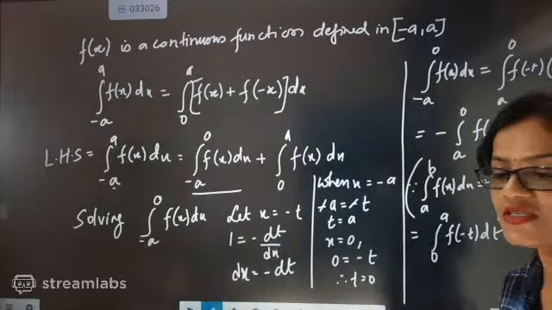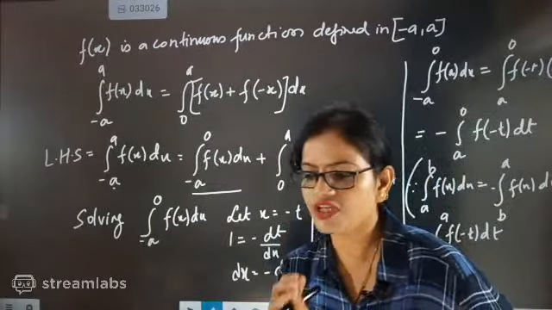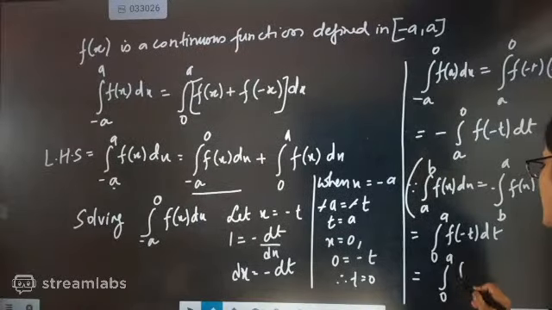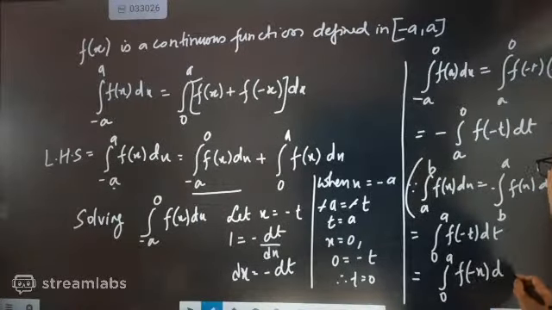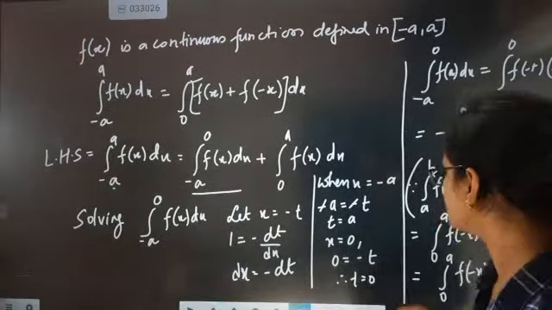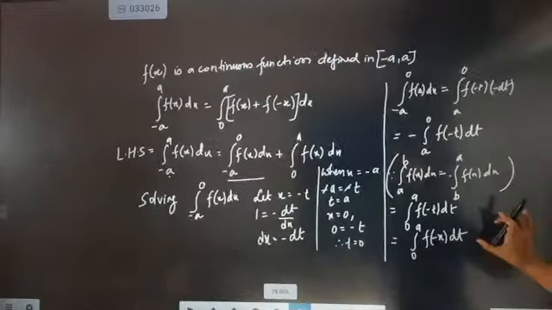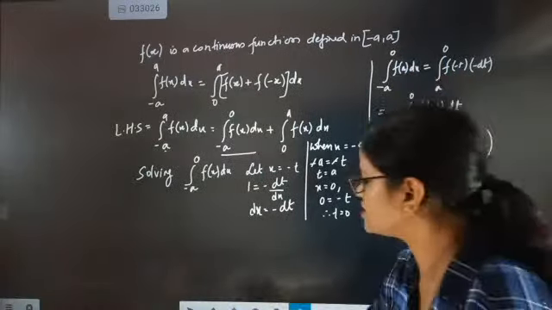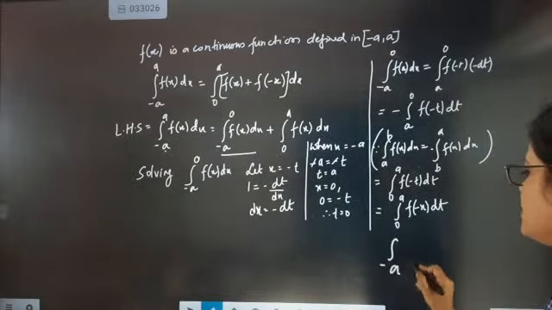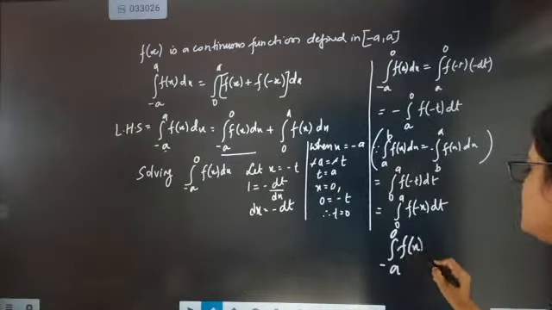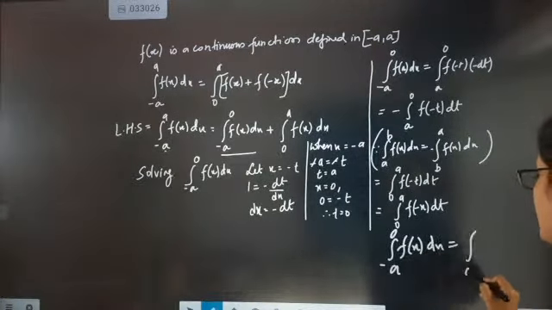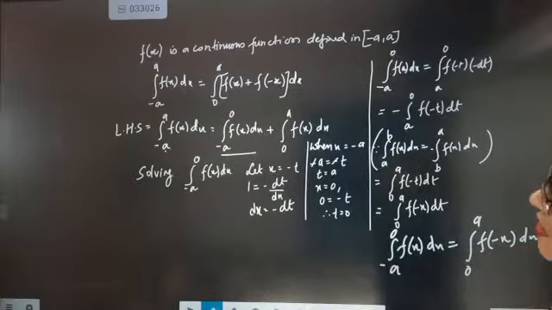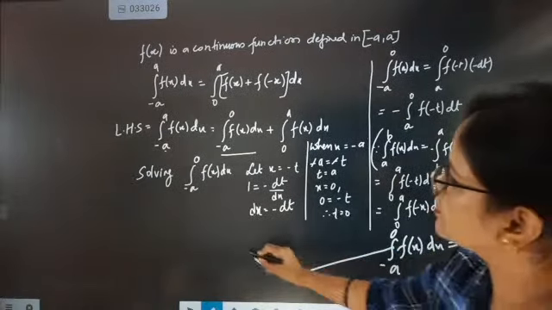Again, another property says that the function of the same type is independent of the variable. So it is going to come as 0 to a f of minus x dx. So overall this one got converted into minus a to 0 f of x dx, which is nothing but 0 to a f of minus x dx. So this part we got.